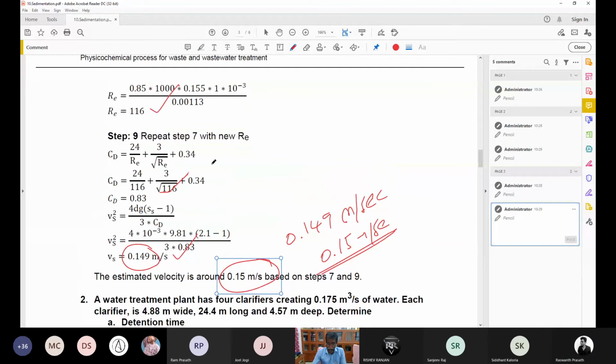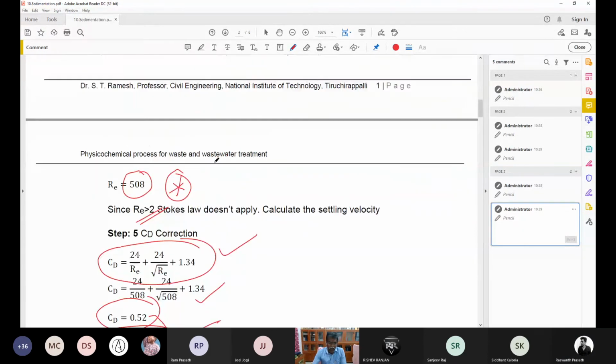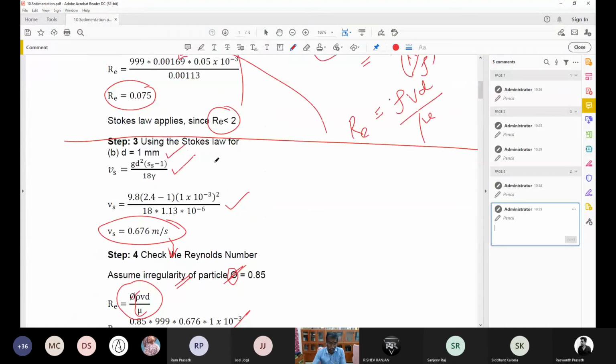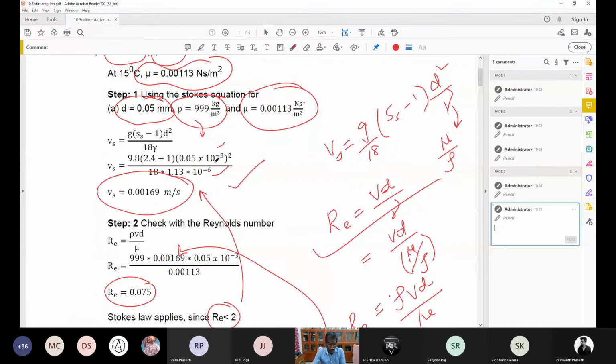Okay, I'll repeat one more time. If the Reynolds number falls below 2, there's no problem. That's what case number 1, step number 1 and step number 2 say. It's very clear, direct problems. Use the Stokes equation formula, find out Vs, check the Reynolds number. If it is less than 2, no problem at all. You can write directly the velocity you have found, the settling velocity.